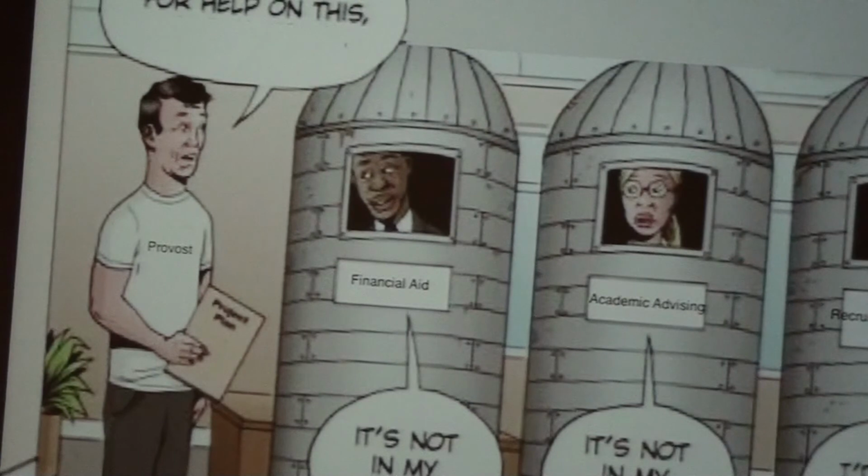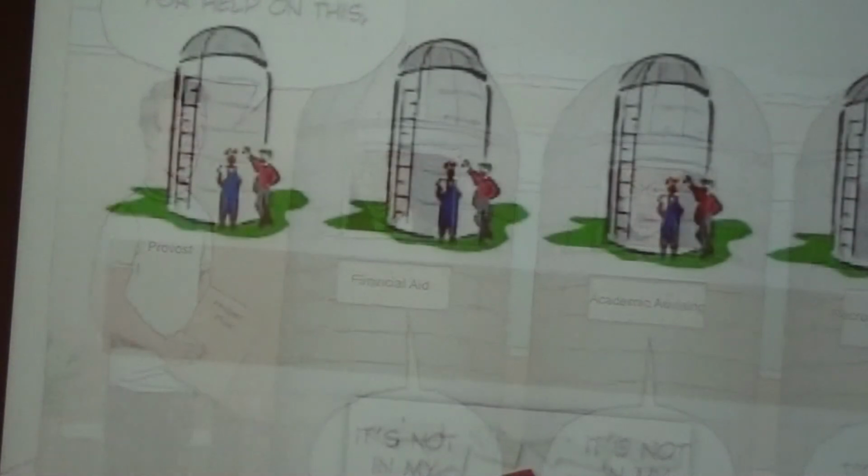Does this look familiar? I call this the siloed pass-off. The provost is saying, look, I need this. Well, you gotta go here. It's not my problem. You gotta go here. It's not in my object. Oh, you gotta go over here. This is the classic siloed model. This is where we get ourselves into a lot of trouble.